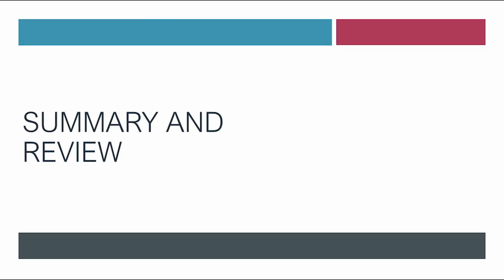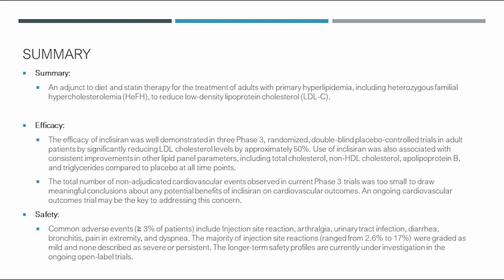Let's now take a brief moment to review the agent, figure out where it might fit into therapy, and look at some of the advantages and disadvantages of Inclisiran. The data that we do have about this agent does clearly indicate that it can be utilized as an adjunct to diet and statin therapy for the treatment of adults with primary hyperlipidemia, including heterozygous familial hypercholesterolemia, to reduce low-density lipoprotein cholesterol. So it can effectively be utilized as it's indicated.